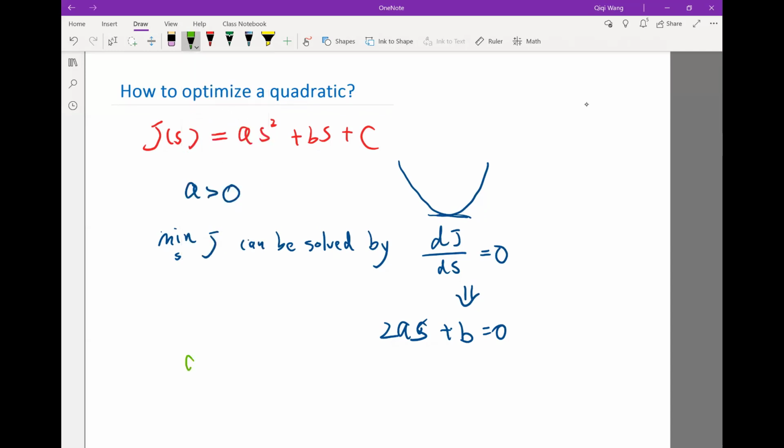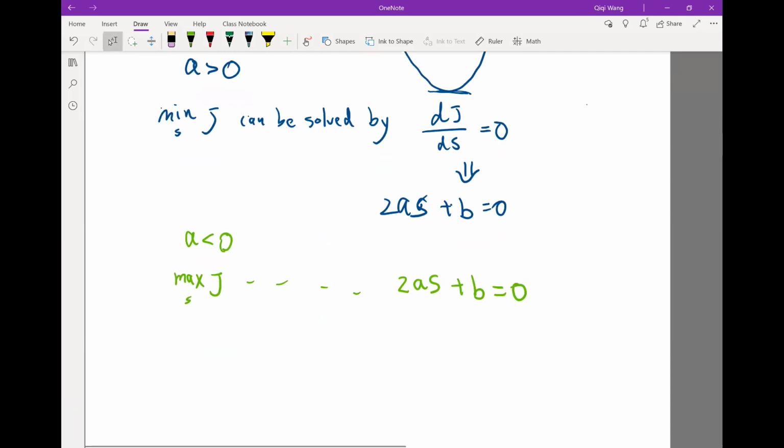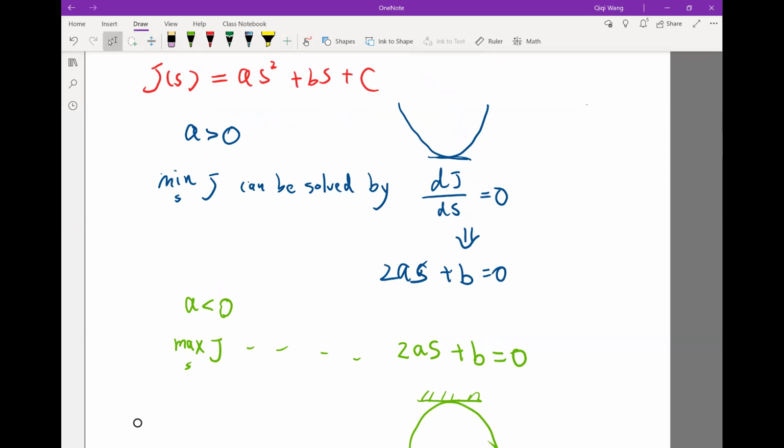Correspondingly, if a is less than 0, we can solve the maximization problem. And it can be solved with the same equation, the derivative equal to 0, which means that still we are going to get an extremum, but in this case, the extremum is the maximum of the quadratic. So this looks very simple, right? But this is really the most fundamental building block of many different optimization methods.